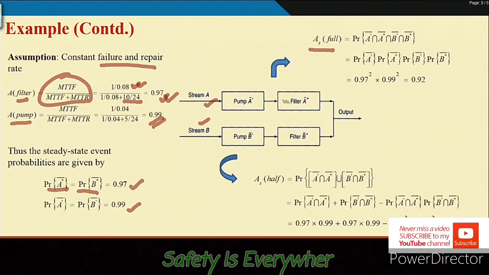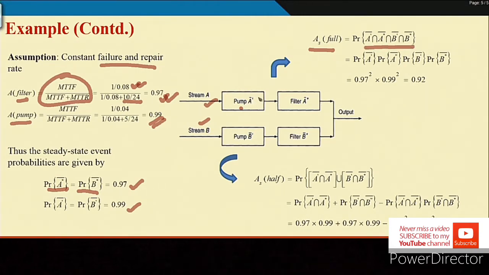So here it is in series. So this and this, pump A and filter A, work simultaneously. That probability will basically come from the intersection point of view. So that means it is a situation like this: A dash bar intersection A double dash bar, intersection of this B dash bar and B double dash bar, that is written here. So AS full is the probability of this.